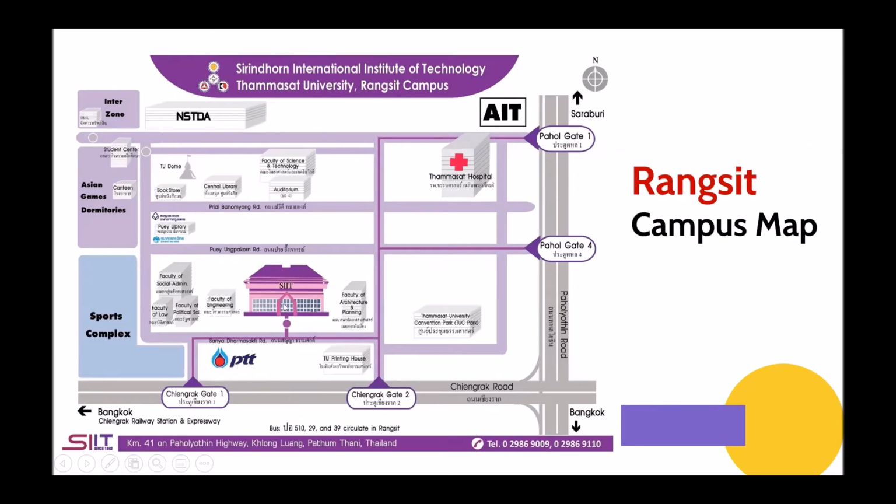All right, and we are also close to the Faculty of Engineering on our left side, and also the Faculty of Architecture. You can see that we even have the Thammasat University Hospital. We have the Asian Games dormitories. We have a very big sports complex, and we are also a neighbor of AIT, the Asian Institute of Technology, and also the Science Park and STDA.